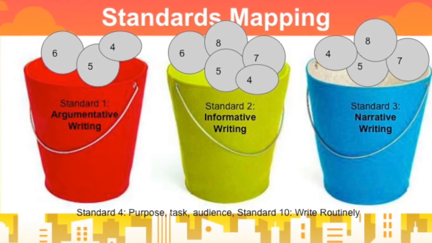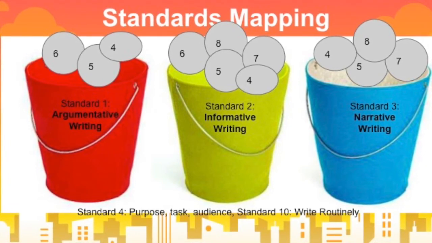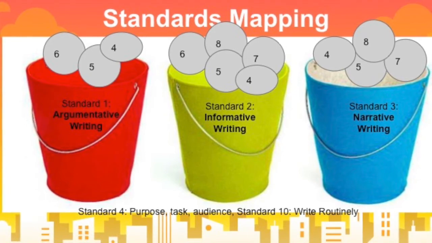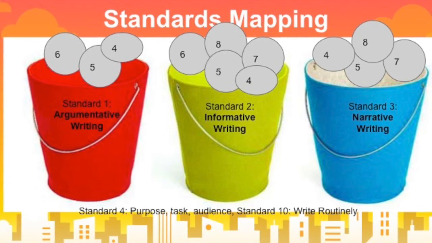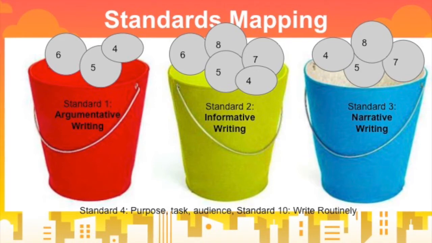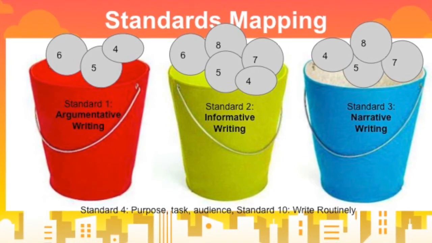As you can see from the above slide, the writing standards are laid out in the 3 types of writing. The first standard is argumentative, but aligned to the argumentative standard is also standard 4, 5, and 6. Standard 2 is informational writing, and aligned is standard 4, 5, 6, 7, and 8. And standard 3 is narrative, and also aligned are standards 4, 5, 7, and 8.